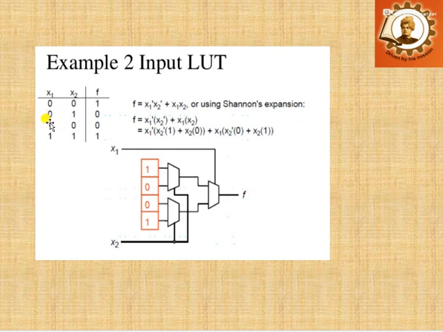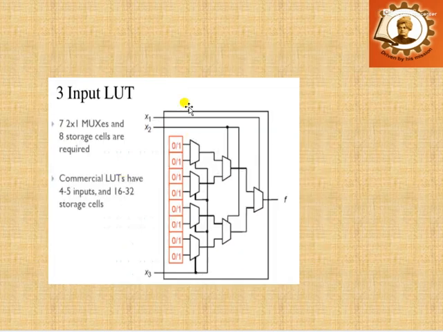In a similar way, the next entry will be 0. Let us take the last one. Suppose x1 and x2 are 1 1. So with x1 1, channel 1 will be selected for this mux, and channel 1 will be selected for this mux, so that the last entry of this lookup table will be selected. In this 3 input lookup table we have the same example. You have 7 2x1 muxes and 8 storage cells required here. So depending upon your requirement, you can change the values of your lookup table.